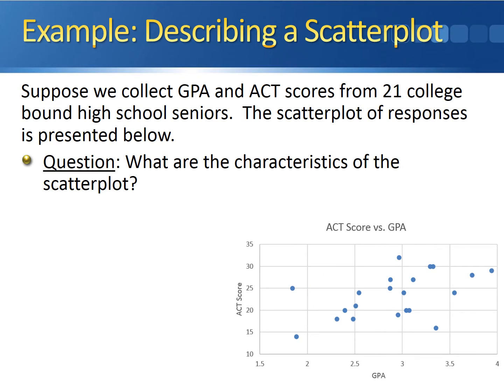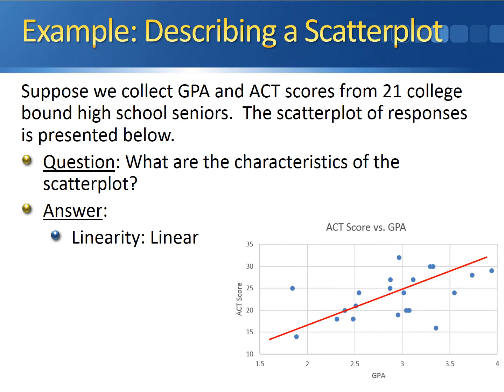Taking a look at the scatterplot between GPA and ACT score, what we want to do is identify the characteristics of the scatterplot. The first thing we should do is draw a line through the scatterplot to try to figure out what the relationship looks like. A reasonable guess for the line looks something like this red line. In class, we'll talk about specific ways we can get the best line through the data, but this is a reasonable estimate. Looking at this red line, we can clearly see that there is a linear relationship.